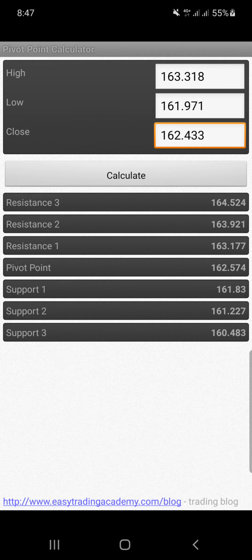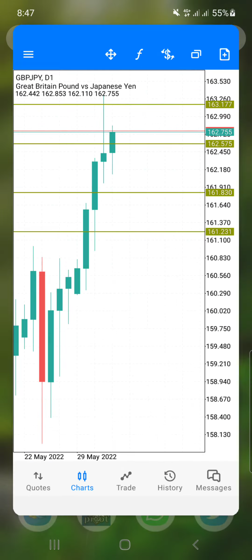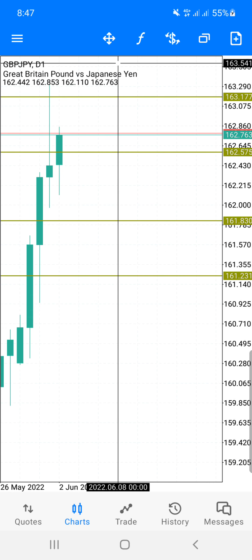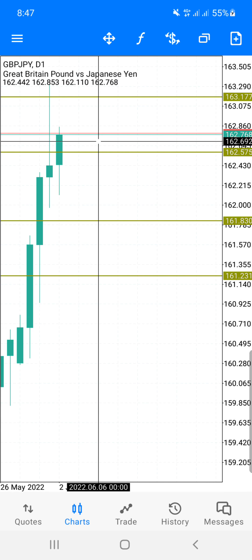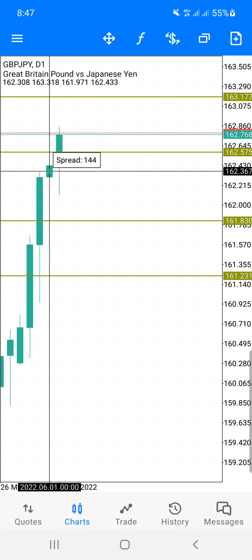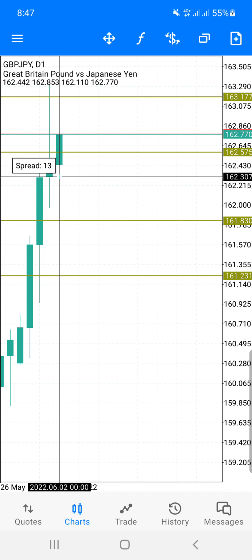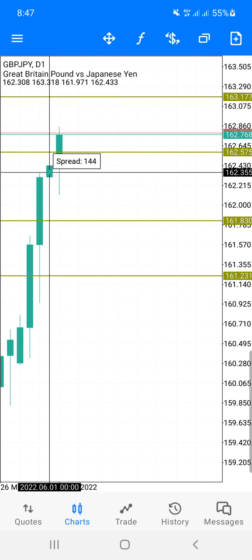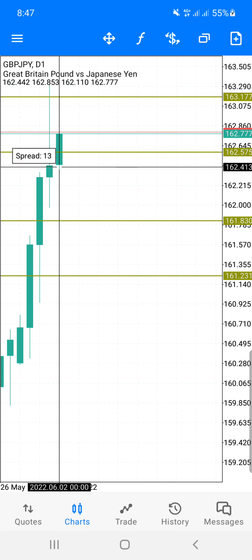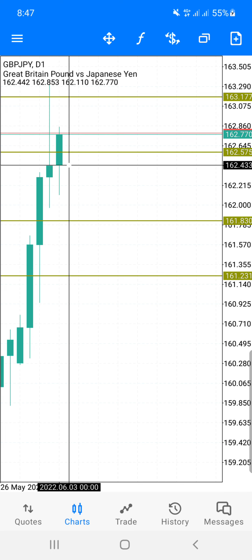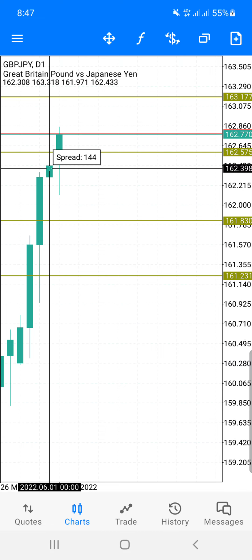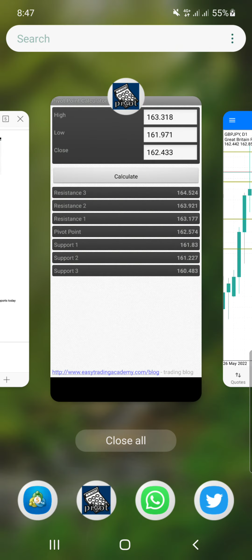The value for the high is 163.318, correct? The value for the low is 161.97, and the value for the close is 162.433.